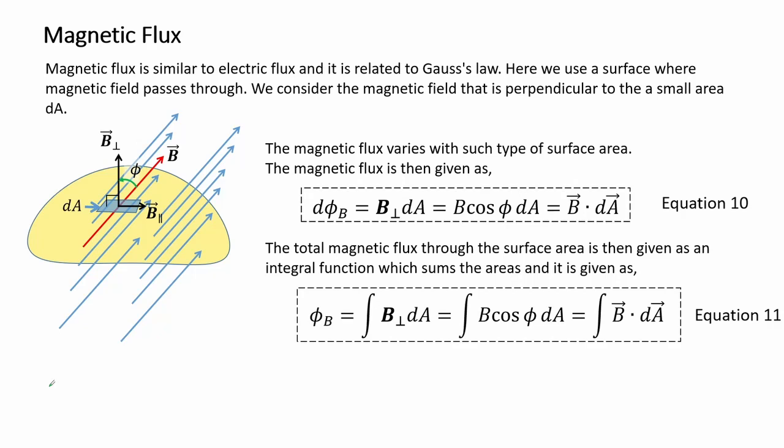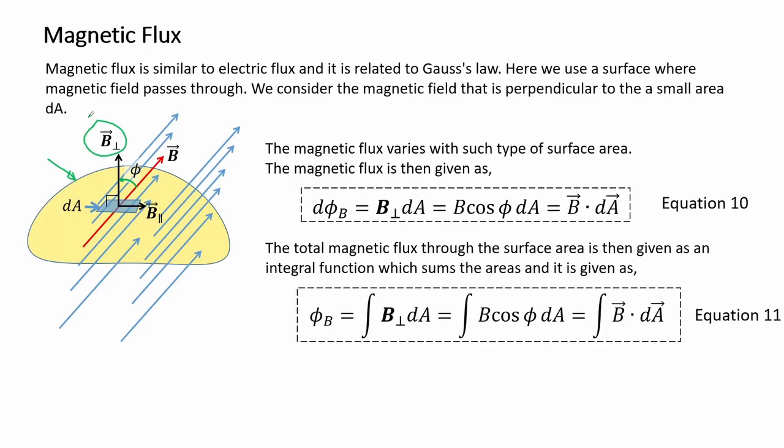Magnetic flux is similar to electric flux, and it is related to Gauss's law. Here we use a surface where the magnetic field passes through. We consider the magnetic field that is perpendicular to a small area dA. As shown in the figure, the magnetic flux varies with such type of surface area.